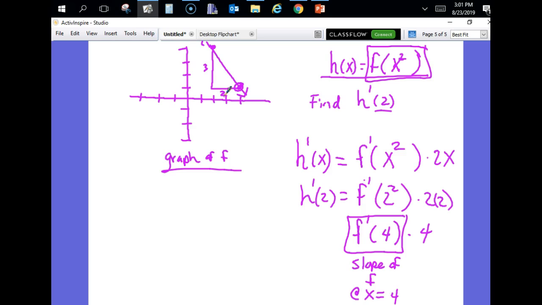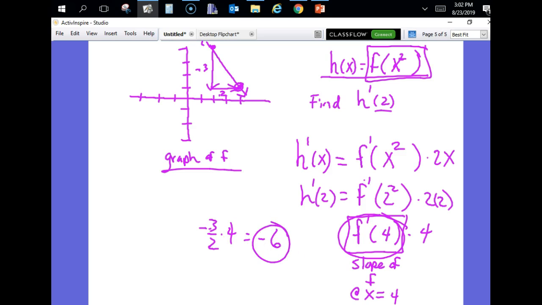So that's a slope of 3 over 2, but it's going down, right? So it's a negative 3, so down 3, right 2. So the slope is negative 3/2. So that means f prime of 4, the slope of f at x equals 4 is negative 3/2. So I'm going to replace this with negative 3 over 2. And then we still have our times 4 over here, which if you simplify this, you get negative 12 over 2, which is negative 6 is the final answer.